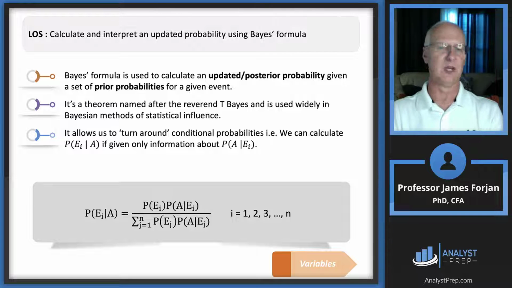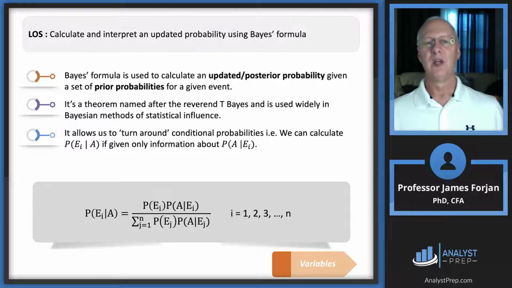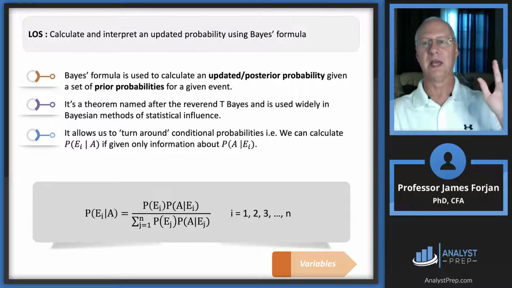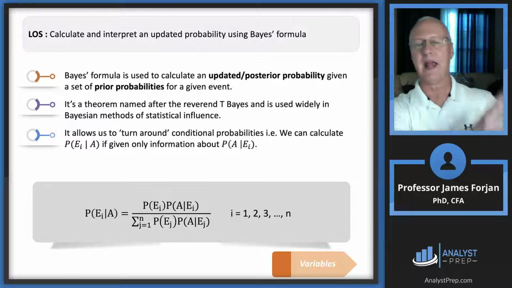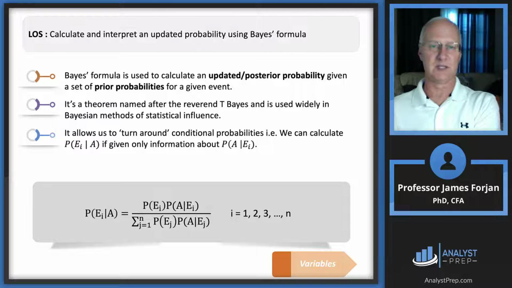Well, that's what Bayes does. And this goes back to, I want to say, the 1770s or 1780s. The reason that I mention that to you is because it's fascinating that stuff that happened hundreds and hundreds of years ago, the CFA Institute thinks is still important today. So look at that first point there. Bayes' formula is used to calculate an updated posterior probability given a set of prior probabilities. All right, so the Reverend T. Bayes, 1775 or whatever year, widely used Bayesian methods of statistical inference.